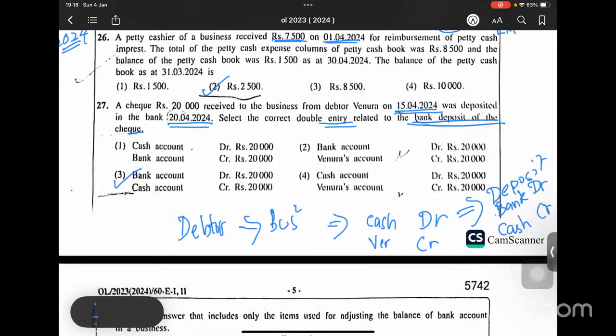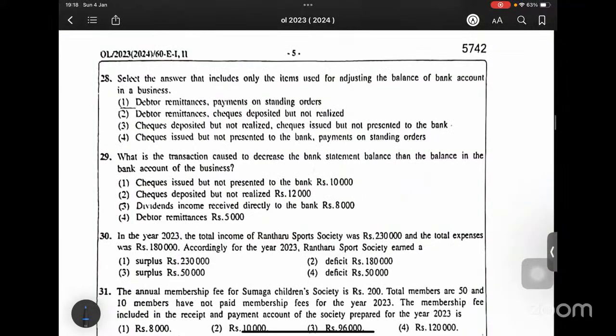Select the answer that includes only the items used for adjusting the balance of the bank account in the business. The bank account is in the business. The bank statement is in the bank. That is direct remittance and payments by standing order. Okay, this is the answer.